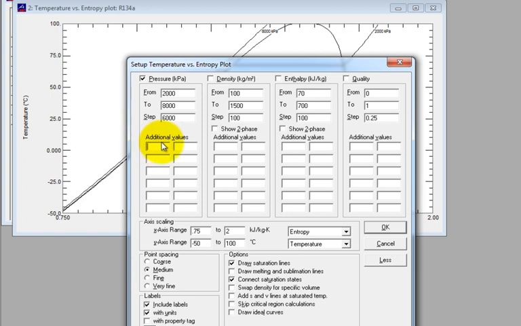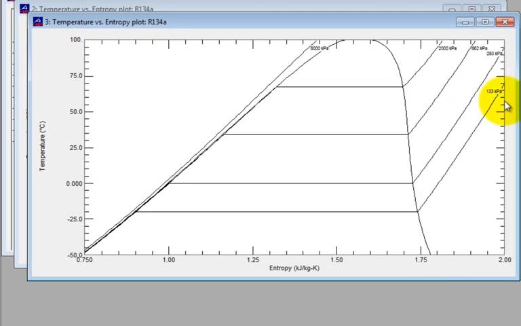862 kilopascal. And then the first evaporator, 293. And the second, 133. You click OK. Now that's my lowest, intermediate, and that's out of the compressor. So I have my three pressure lines on there. All of my states now are on those three lines, all eight states.